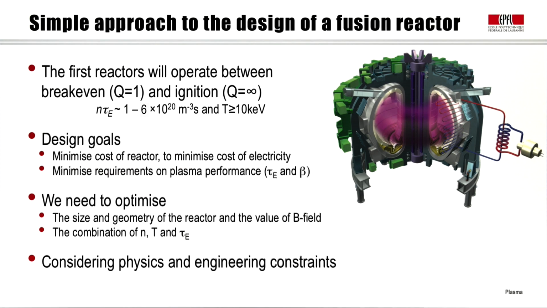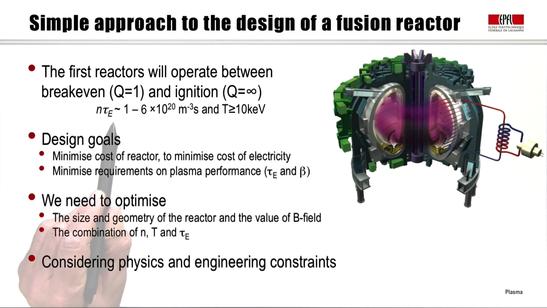We have said in the previous lecture that the first reactors will operate between what we call break-even and what we call ignition. I remind you that break-even is a situation in which the fusion power produced by the plasma is exactly equal to the input power. So the capital Q, which is the fusion gain, is equal to 1. Ignition is a situation in which there is no input power from outside at all, and so all the heating of the plasma comes from the alpha particles produced by the fusion reactions themselves. So that corresponds to a fusion gain of infinity.